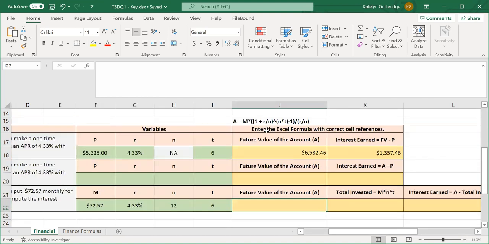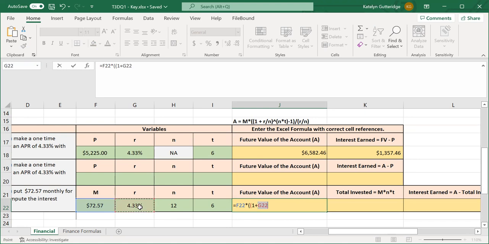All right, so let's find the future value of the account. So we're following this formula at the top here. We're going to again start with the equal sign, and then get my monthly payment. So do equal sign, click on my monthly payment amount, type my star, double open parenthesis, 1 plus, and then I need to do R divided by N.